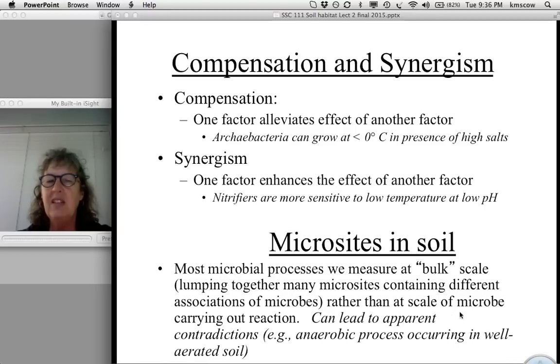And that means that we can really miss out on what's going on, because we may, for example, be lumping together aerobic and anaerobic microenvironments and making a measurement on it and getting some in-between sort of measurement of a rate, when actually we're perhaps looking at two very different rates that are occurring in these two different microsites that we've lumped together.